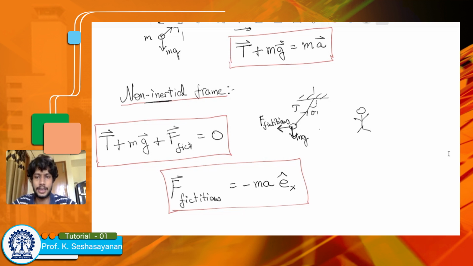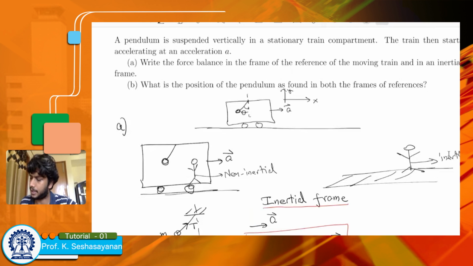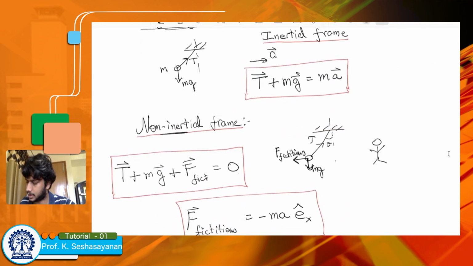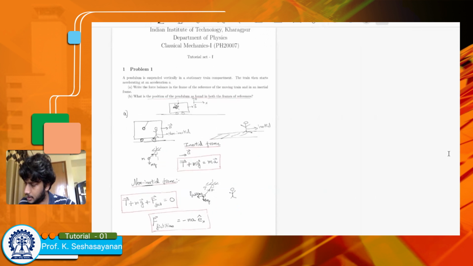Now let's go to the next part. What is the position of the pendulum? This is the A part, we have written down the force balance. Next part is what is the position of the pendulum as found in both the frames of reference. So there's just one generalized coordinate which we need to worry about, which is theta. Once we know theta, we can find the coordinates x and y, since the length of the string from which it is suspended is fixed. So once we know theta, we know everything. So we'll just have to find what is theta. So I'll go to the next page.